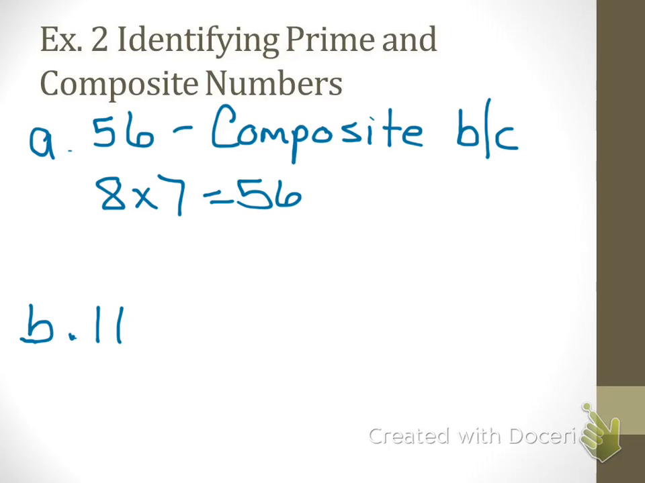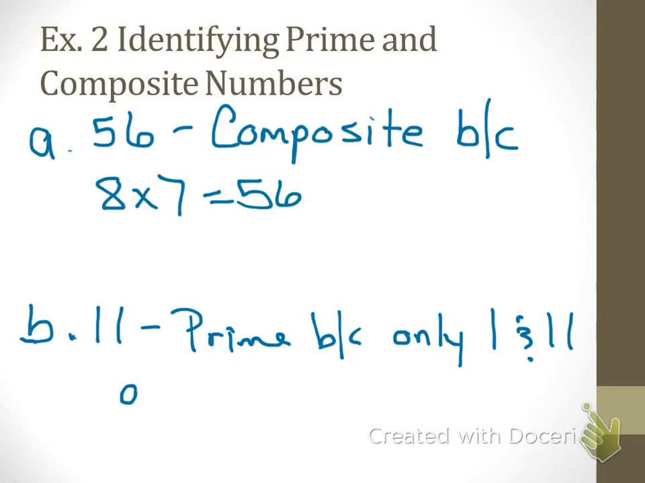So what about 11? Does 11 have any other factors besides 1 and 11? No, it doesn't. So I would say that 11 is prime because only 1 and 11 are factors.